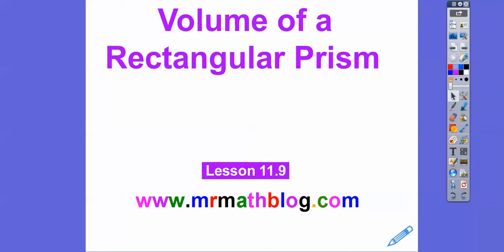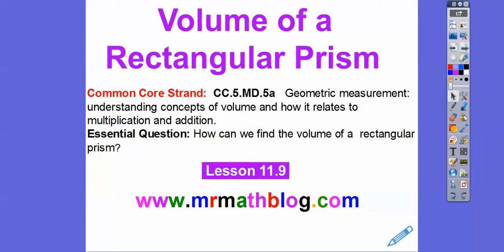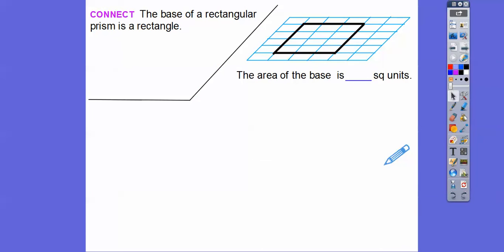This lesson is volume of rectangular prism. So we've been doing this for quite a few lessons here. Same Common Core strand, and we can find the volume of a rectangular prism by finding the area of the base and multiplying it times the height.